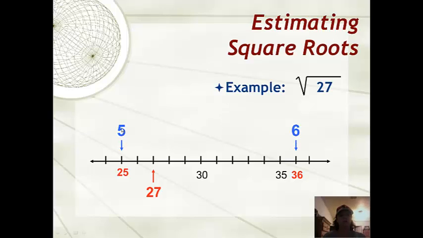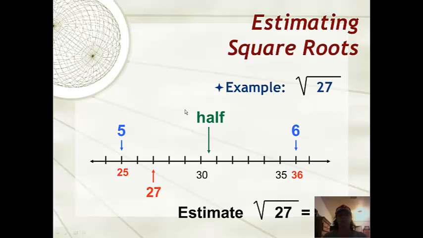Then you need to find the square root of 25 and the square root of 36. So 5 is the square root of 25, and 6 is the square root of 36. So the estimated square root of 27 is going to fall in between these two numbers. Okay? So now we look. The estimated square root of 27 is 5.2. How do we know it's 5.2? Well, if you look at 5, it's 2 tick marks after 5. So it's 5.2. That is the closest that we will get to estimating the square root of 27.